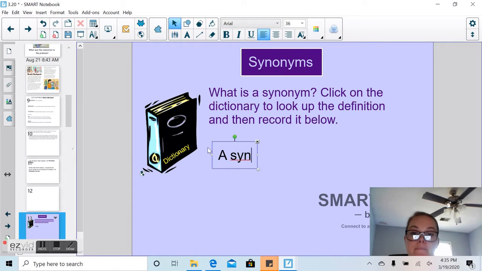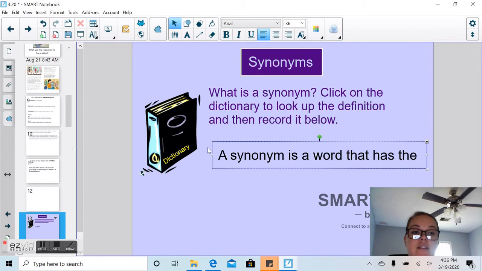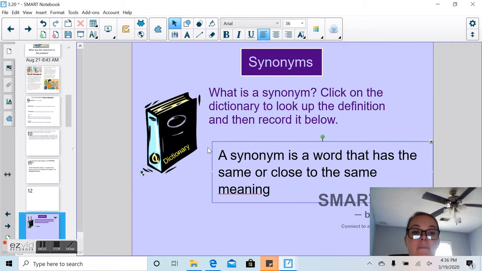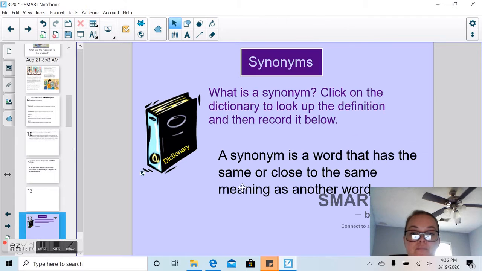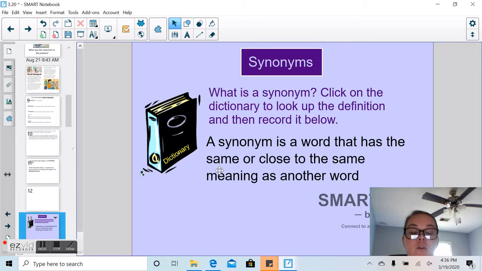So, we can go back to our little smartboard, and we can say that we know a synonym is a word that has the same or close to the same meaning as another word. So if we don't know what something means, we can always use a dictionary to help us.